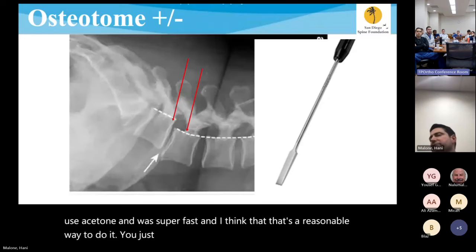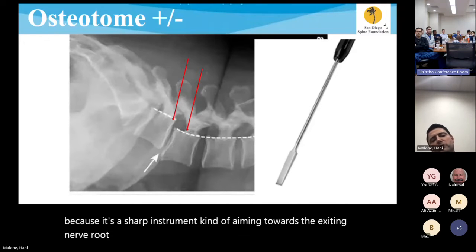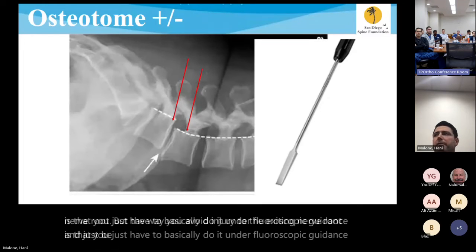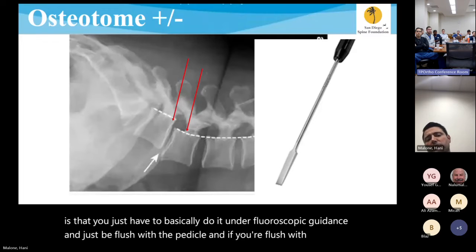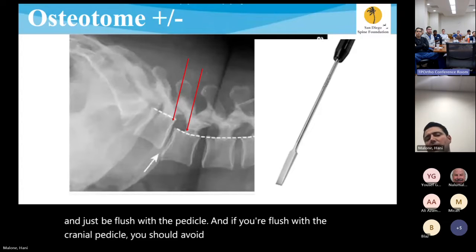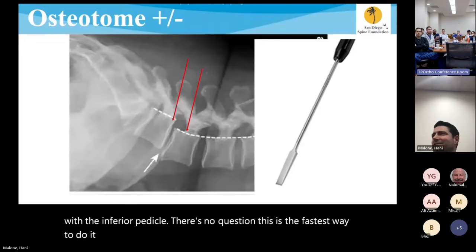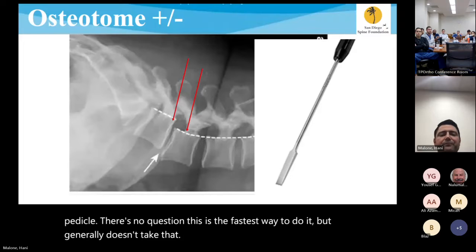You just have to be careful, obviously, because it's a sharp instrument kind of aiming towards the exiting nerve root. But the way you avoid injury to the exiting nerve root is you just have to basically do it under fluoroscopic guidance and just be flush with the pedicle. And if you're flush with the cranial pedicle, you should avoid the exiting nerve root. Likewise with the inferior pedicle. There's no question this is the fastest way to do it, but generally it doesn't take that long. And so I prefer to do it that way.